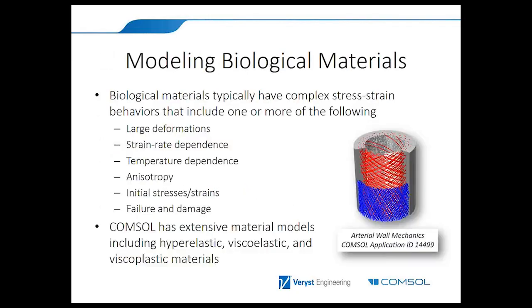First, the biological materials. These materials typically involve complex stress strain behavior, including one or more of the following: large deformations, strain rate dependence, temperature dependence, anisotropy, initial stresses or strains, and damage and failure. So they're not simple. COMSOL has an extensive list of material models that you can apply to this, like a lot of selection for hyperelasticity. There's viscoelastic and viscoplastic as well. This is a nice example of an artery that you can download from COMSOL that shows anisotropy in an artery.